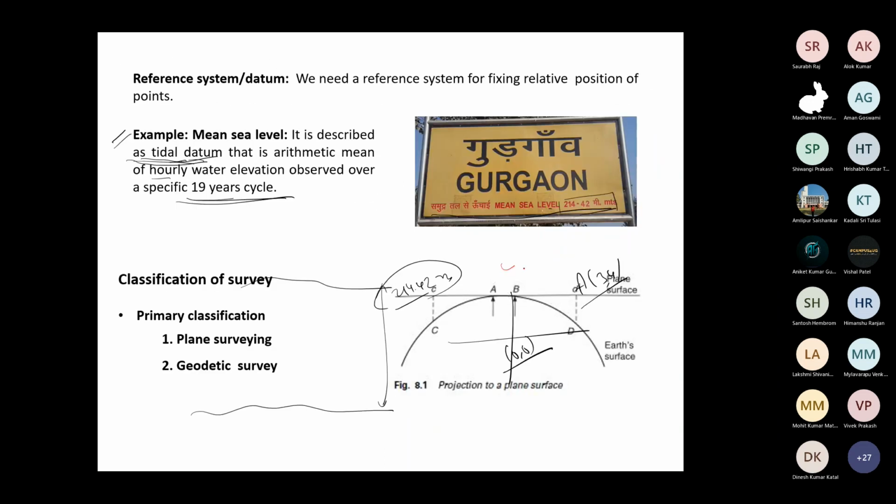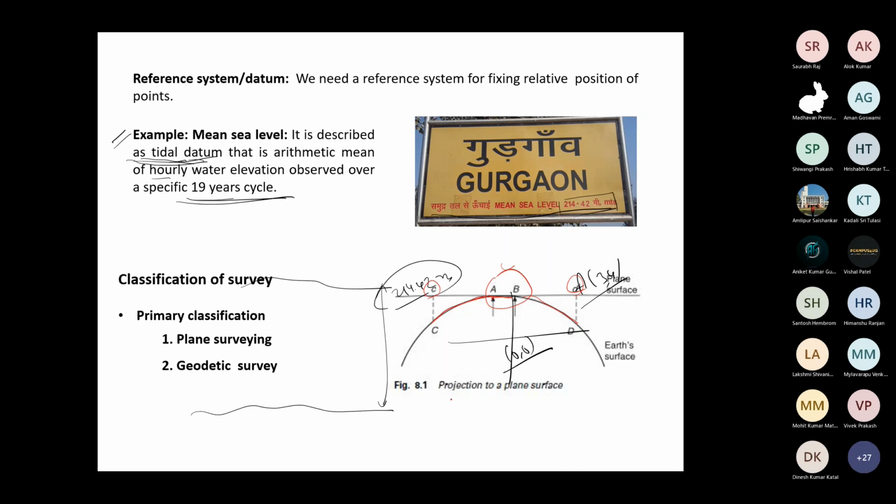I can say the Earth is flat at this point. But if I want to measure this point C and D, then the curvature of Earth will come into count. Okay, so these are small things we should know.